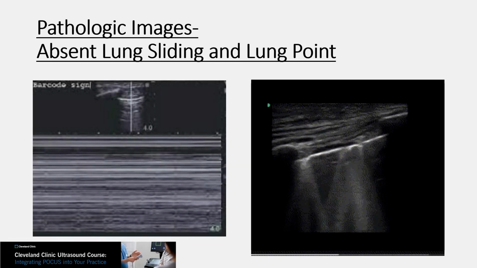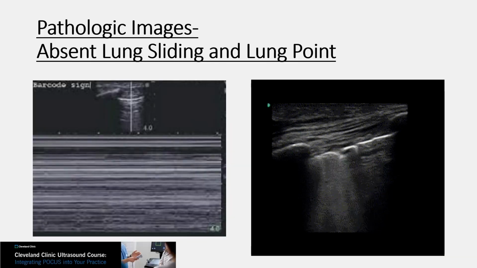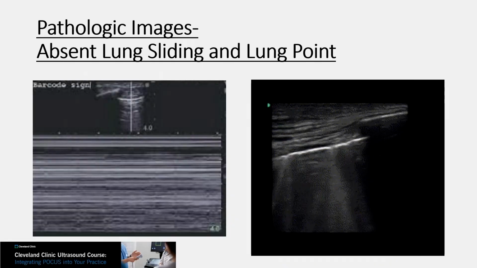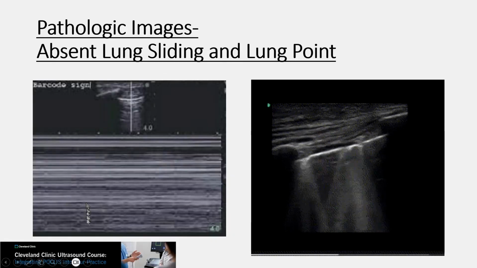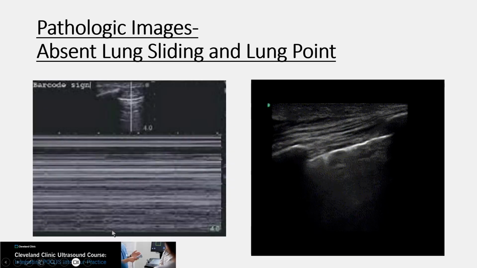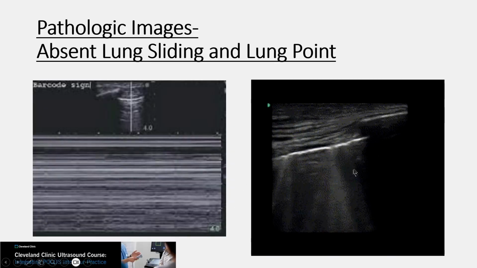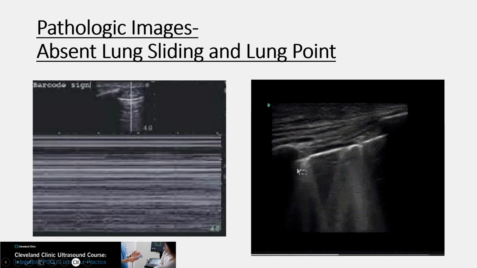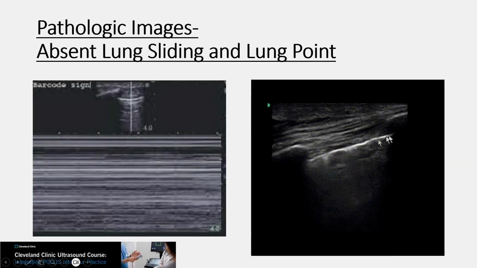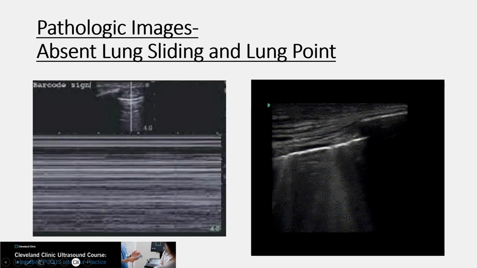Pathologic images are included with absent lung sliding and a lung point. This image on the left is indicative of an M-mode or motion mode through a pleural line that has no lung sliding. Please notice how there is just a static barcode sign throughout this image. This is because we're not seeing the motion of the lung and therefore just static. On the right here is what we consider a lung point. This is where you have normal lung sliding, as seen here on the left, interacting with pleura without lung sliding, which is on the right. The finding of a lung point is indicative of a pneumothorax.